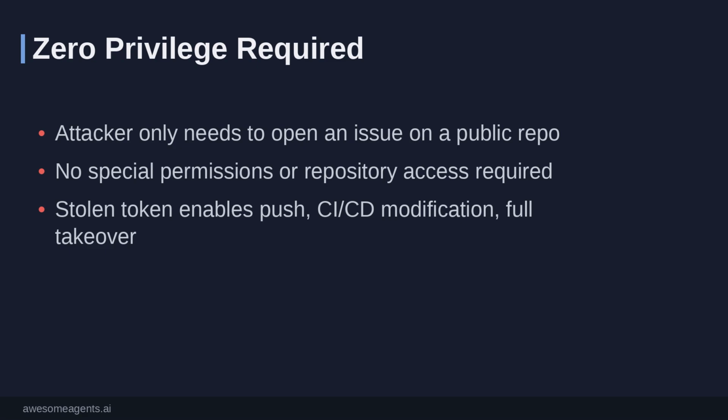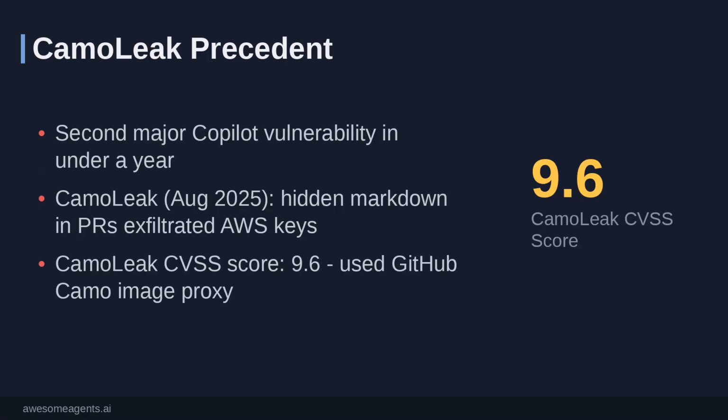That is terrifying. And the attacker just needs to be able to open an issue on a public repo, which anyone can do. Anyone, no special permissions required. And once they have that GitHub token with write access, they can push code, modify CI pipelines, implant backdoors. Full repo takeover. Has Microsoft patched this? They have. As of February 2026, Copilot no longer auto-executes instructions from issue context when you open a codespace.